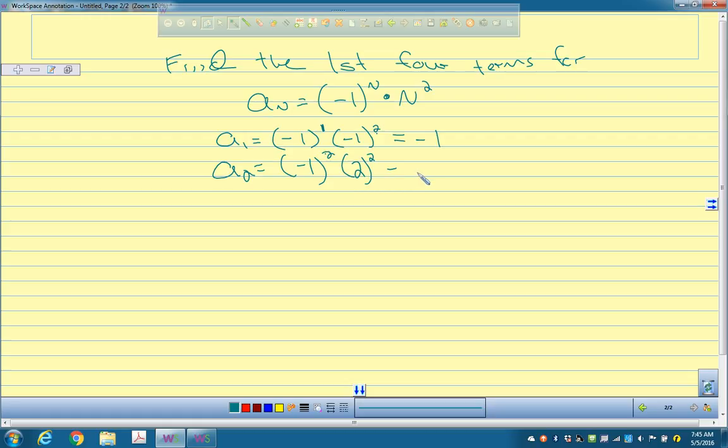What would I get out? +4, okay? A sub 3 is equal to -1 to the 3 power times 3 to the 2 power, which is going to give me what? What's 3 to the 2 power? 9 times -1 to the 3rd power. What's -1 to the 3rd power? -1. What's 9 times -1? -9. Okay? A sub 4 is going to be -1 to the 4th power times 4 squared. What's that going to give me out?